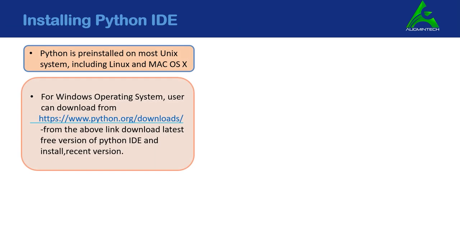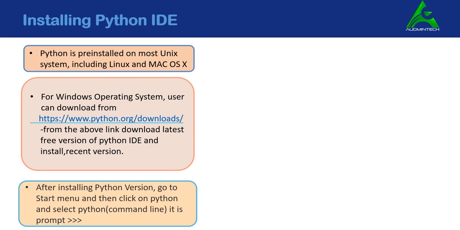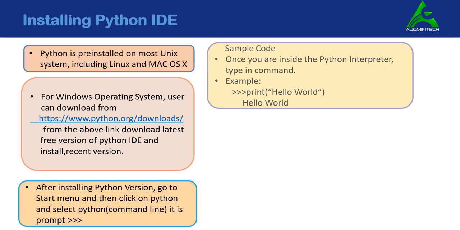And if you're a Windows user, you can just download Python from the official website, www.python.org. Go to downloads and download and install the latest version from there. Once installation is done, go to the start menu and type Python, and it should open a Python interpreter. Now let's try understanding the execution of sample code. Once you're inside the Python interpreter, you can type the command print, parentheses, inside parentheses hello world. Let's try understanding how this works.